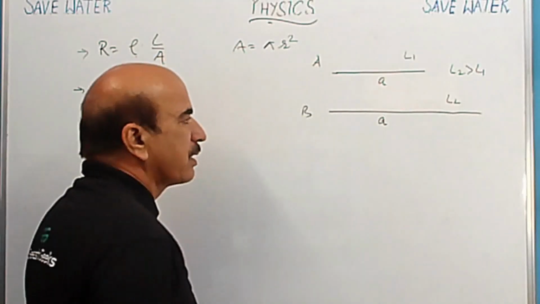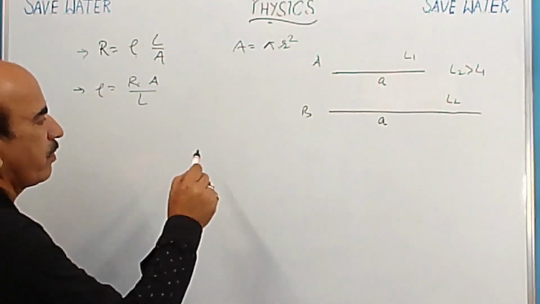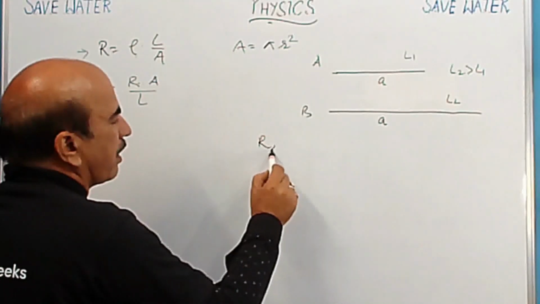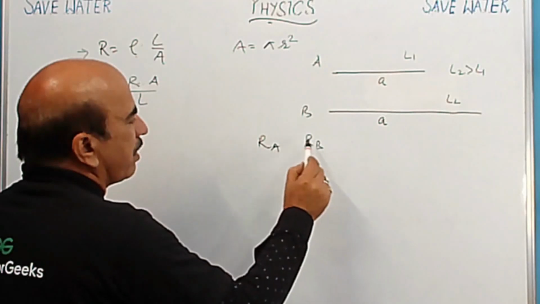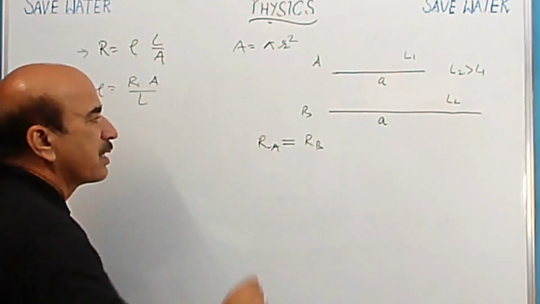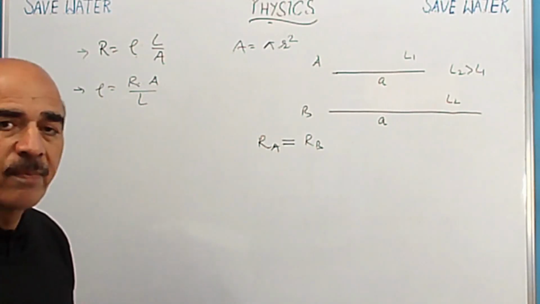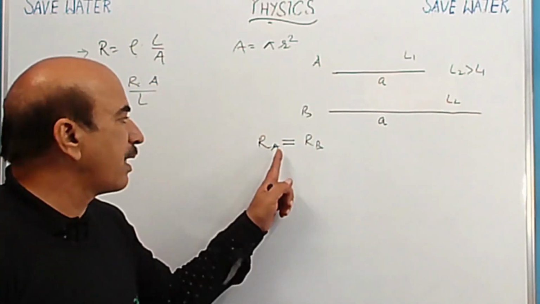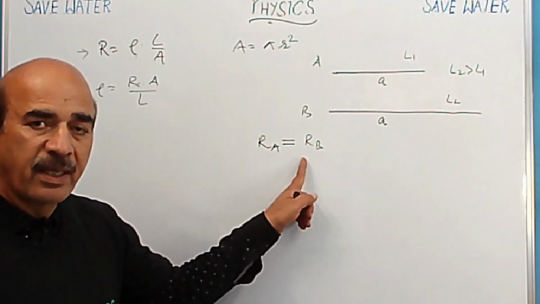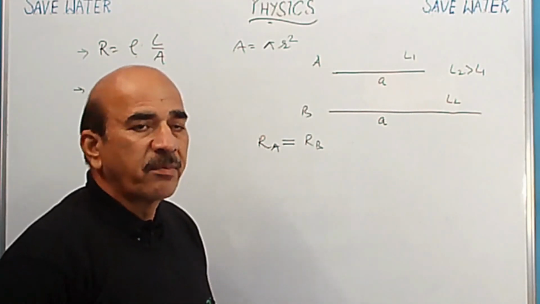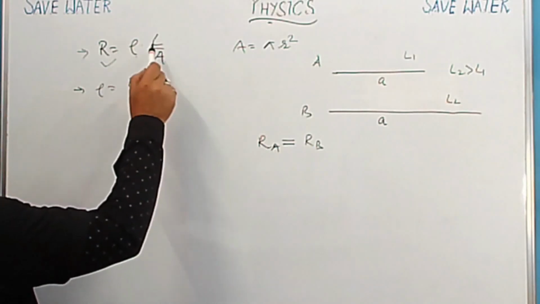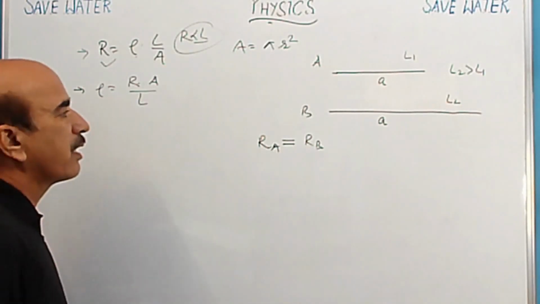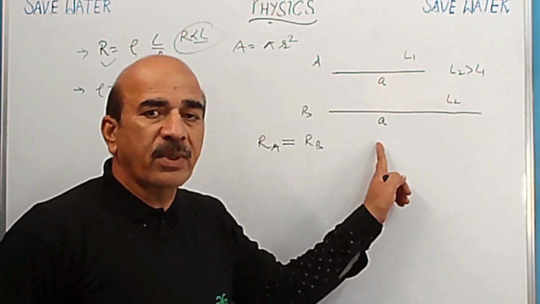Now if I ask you, between the resistance of A and the resistance of B, what will be the relation? Resistance will be same or different? Anyone? Okay, Akshat is saying that resistance will be different. Why? Because resistance is directly proportional to the length of the conductor if area remains the same. Area of cross section is the same here.